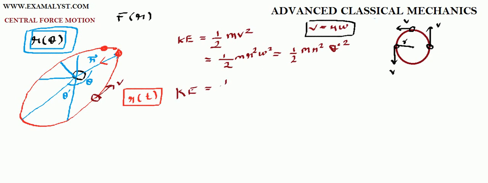So that kinetic energy is half m. So what is the radial velocity? Radial velocity is r dot. So that's squared. What is r dot? r dot is actually the rate of change of radius with time.